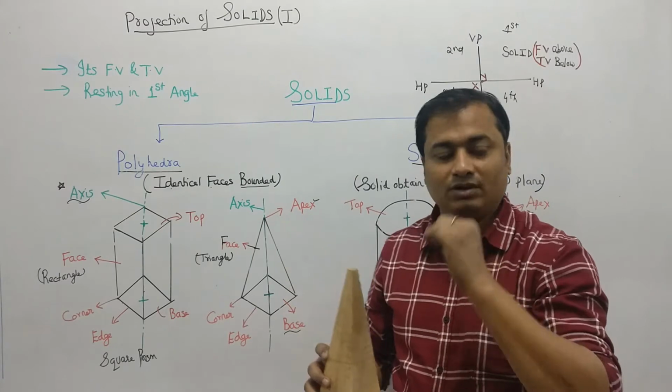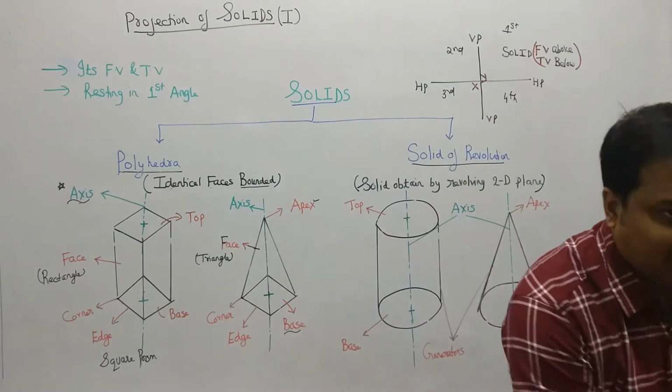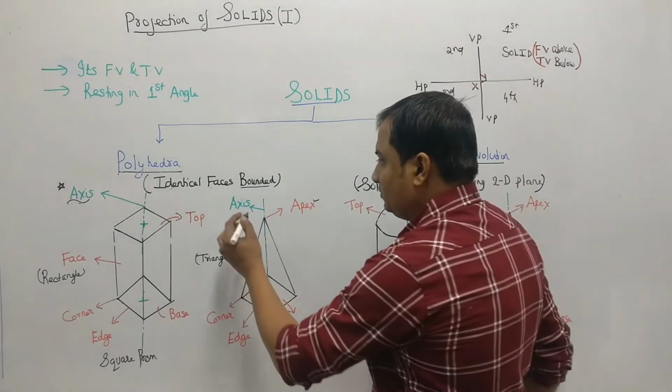And one more last term, which is very important, as I have already told you, is in green color. This will be the axis.